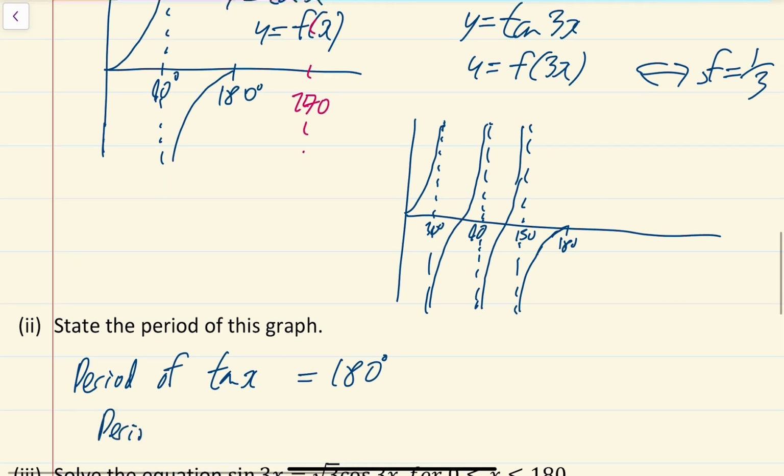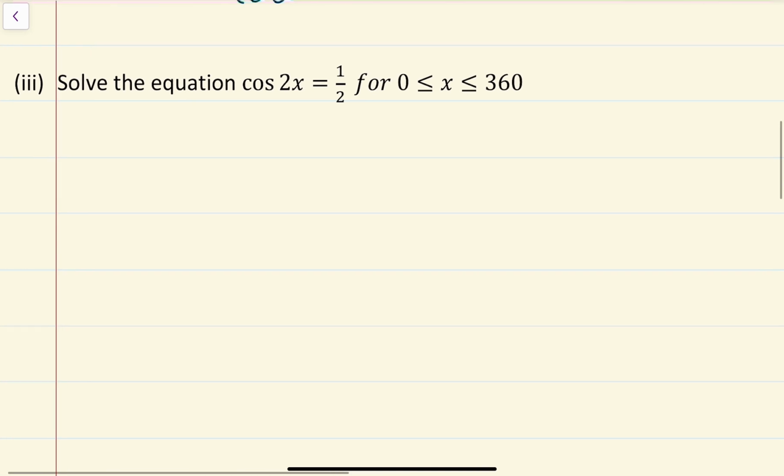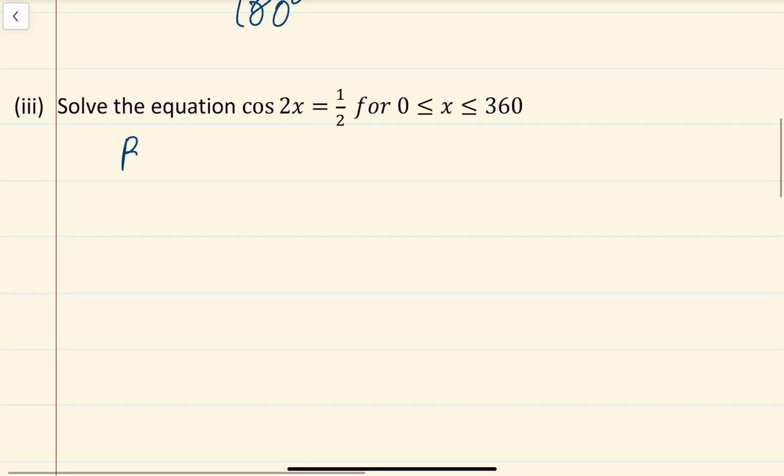So the period of tan of 3x would be 3 times smaller than that. So it would be 60 degrees. Every 60 degrees, it would repeat itself. Okay, right, let's go back to these questions and solving the equations. To do these ones, you want to do your basic angle. So your BA, how you get your basic angle is you do cos to the minus 1/2. And if you do cos to the minus 1/2, so shift and cos of 0.5, and you get 60 degrees.